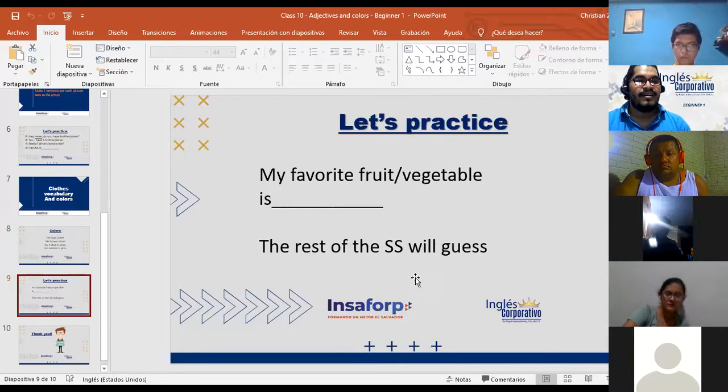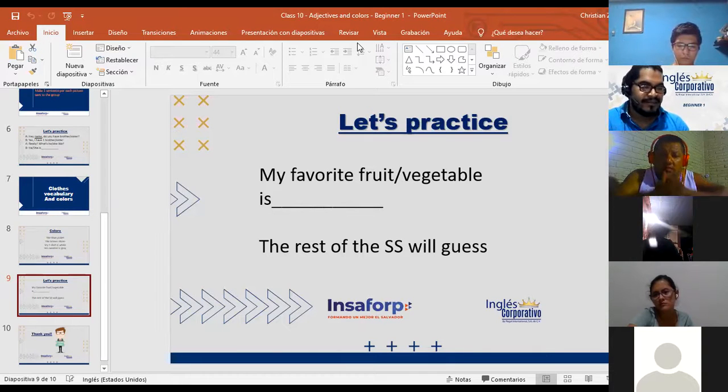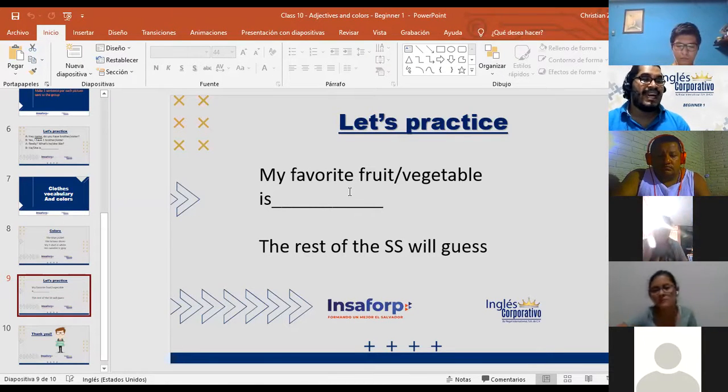All right, so in order to practice, we're going to do the last 4 minutes here. We're going to practice using this sentence: My favorite fruit, my favorite vegetable is. And you're going to start describing your favorite fruit or your favorite vegetable. You're going to describe it using the adjectives we saw: small, big, tall, green, short, things like those. And the rest of the team is going to guess what is your favorite vegetable or fruit. Los demás vamos a adivinar cuál es su favorite vegetable or fruit.